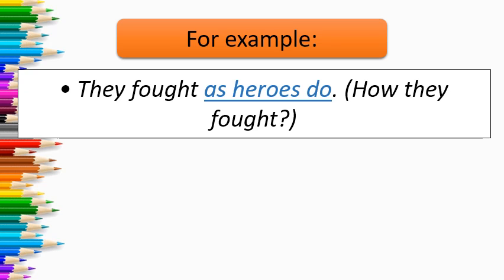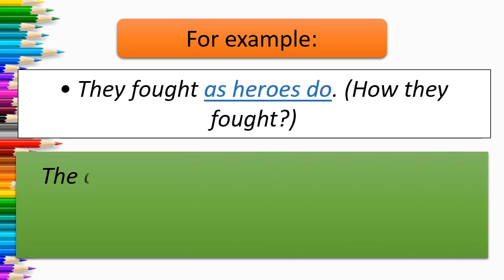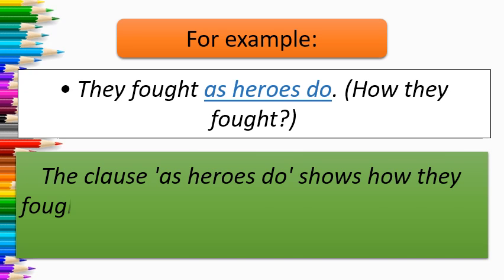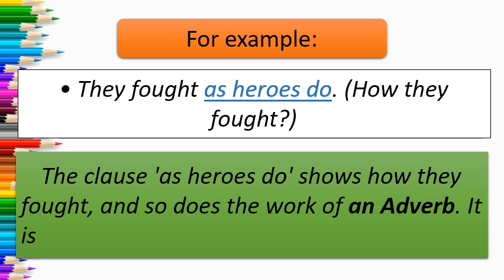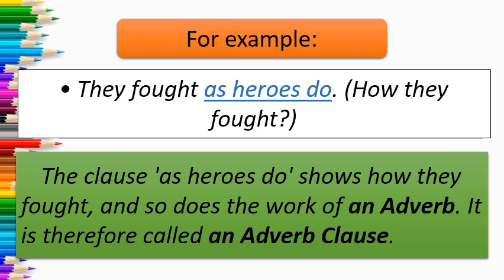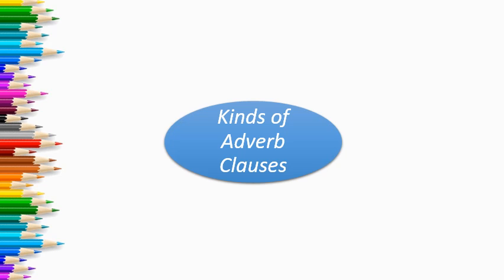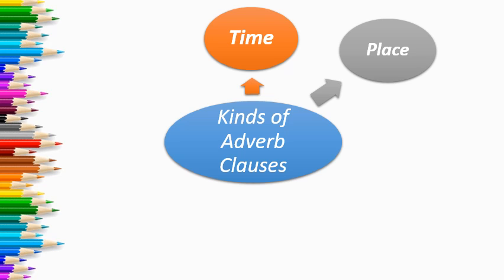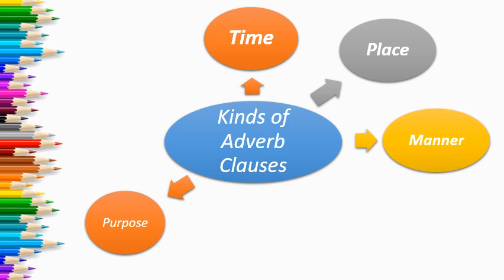As heroes do. So the clause as heroes do shows how they fought, and so does the work of an adverb. It is therefore called an adverb clause. So now let's see how many kinds of adverb clauses there are. Number 1, adverb clause of time. Number 2, adverb clause of place. Number 3, adverb clause of purpose. Number 4, adverb clause of manner.